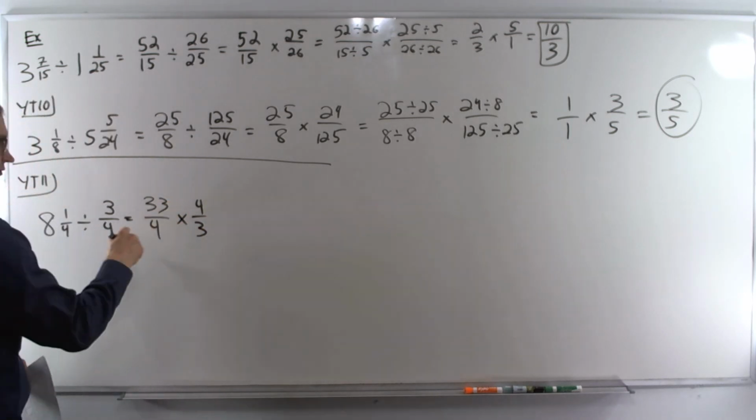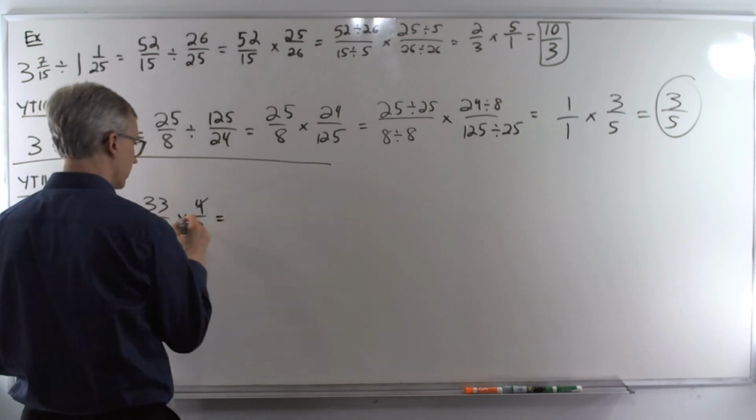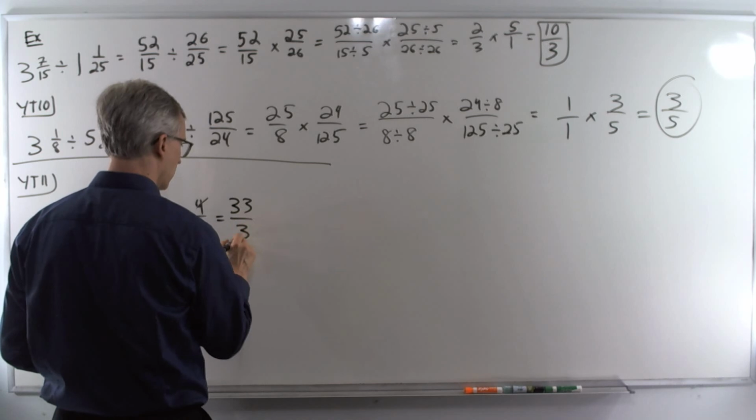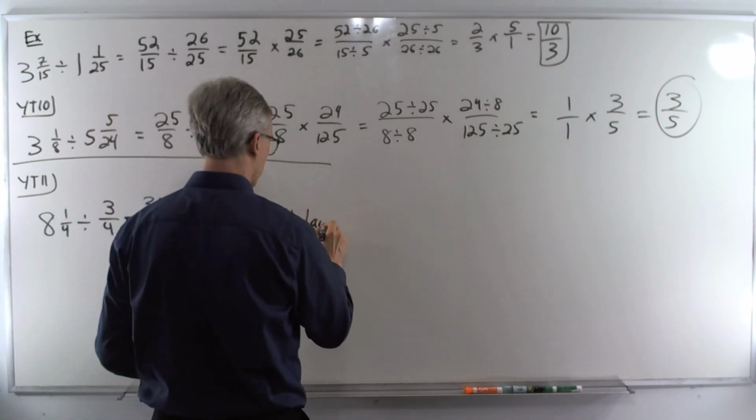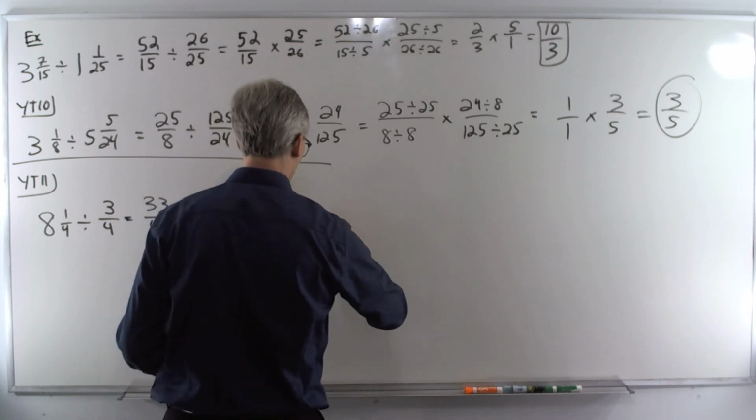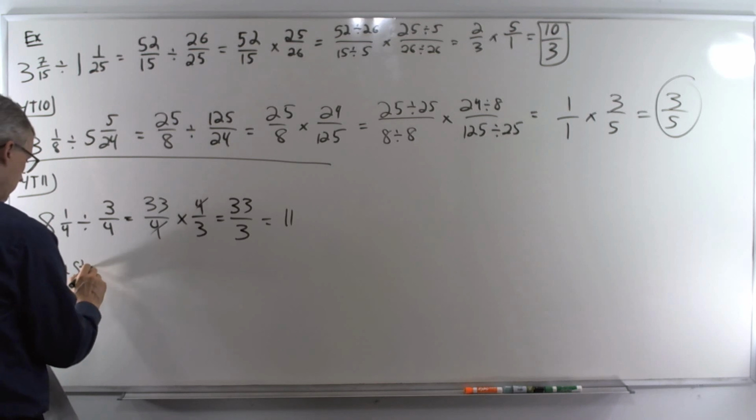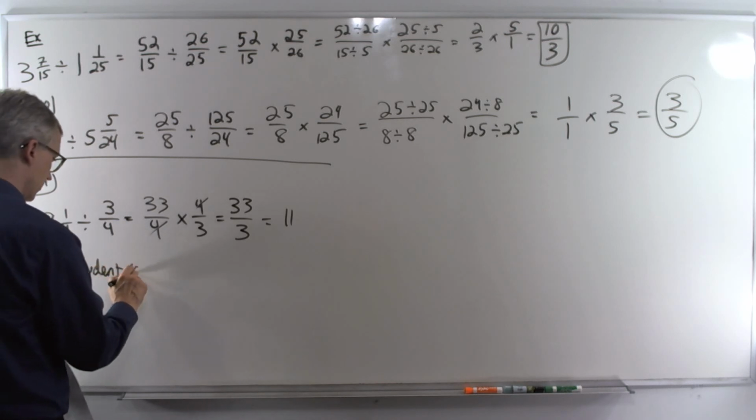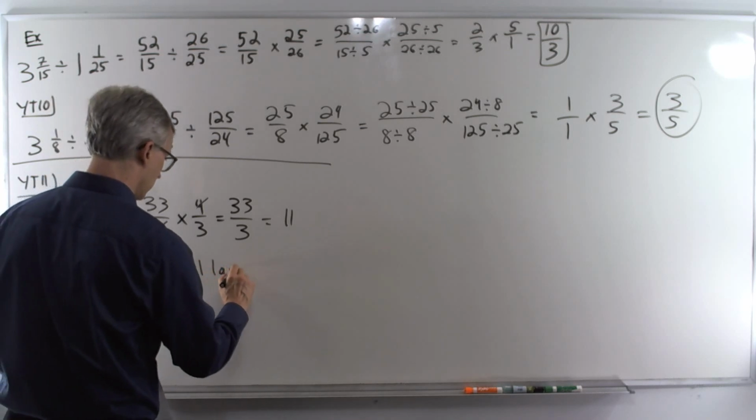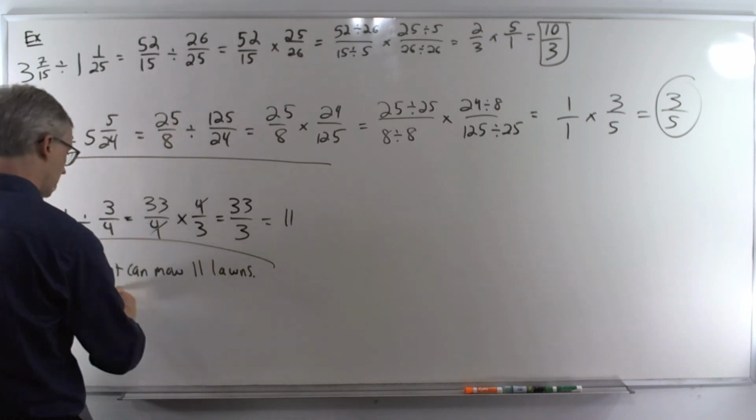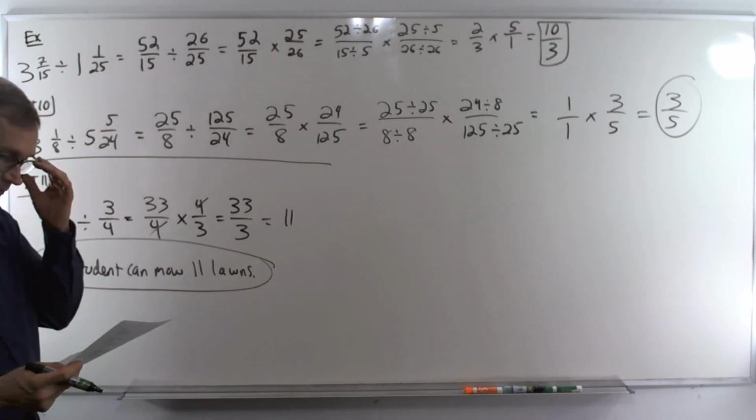Alright, now we've got some matching 4s, so those are going to cancel. And we'll divide 33 by 3 to get 11. So in one workday, the student can mow 11 lawns.